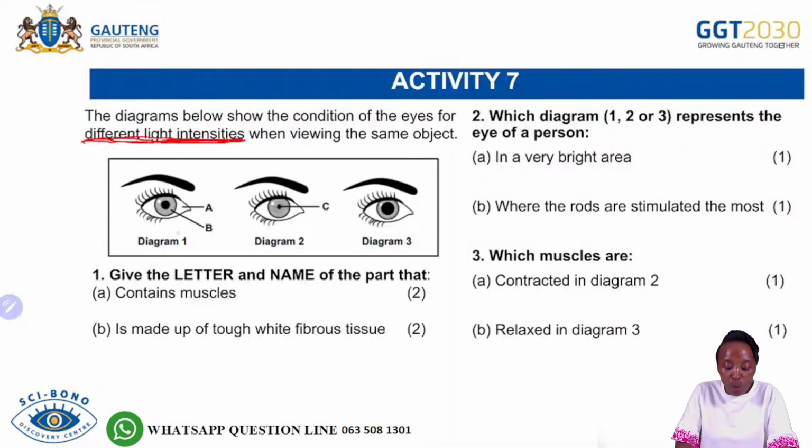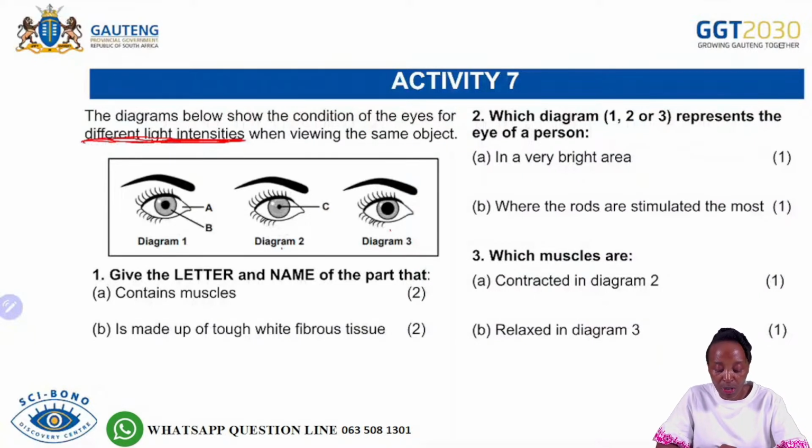So we have diagram 1, 2, and 3. Before we look at the questions, we always tell you, when you get a diagram, try and analyze the diagram and see if you can figure out what is going on. So already the statement has given you an idea that this is pupillary mechanism, and then the next thing you're going to look at is your diagram.